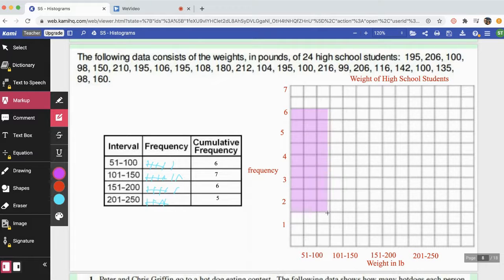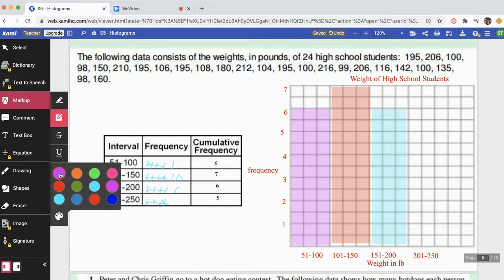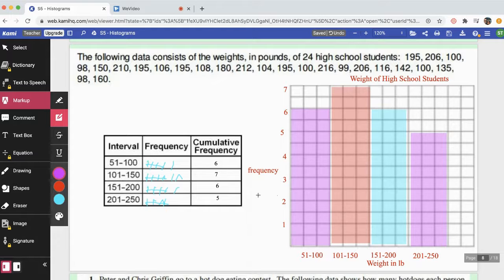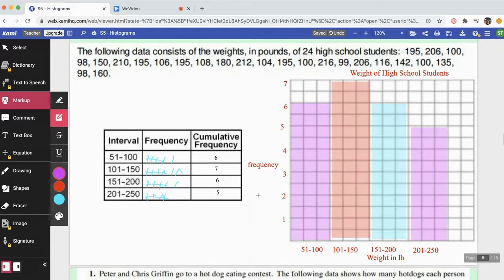So between 51 and 100, there were 6. And then the next one had 7. So there's 7, and then 6 again. And then that last one had only 5. So that is what my histogram would look like. That represents the weight of these high school students.